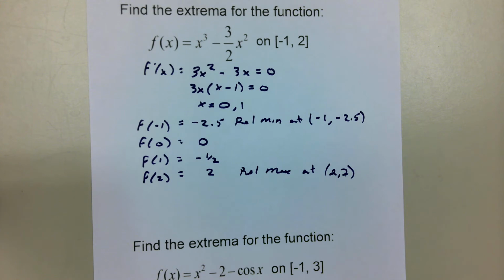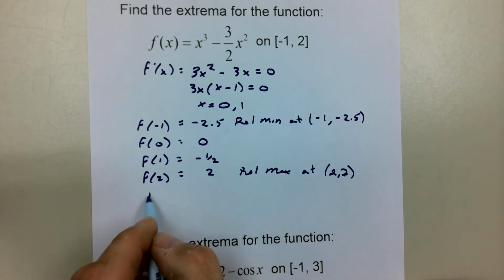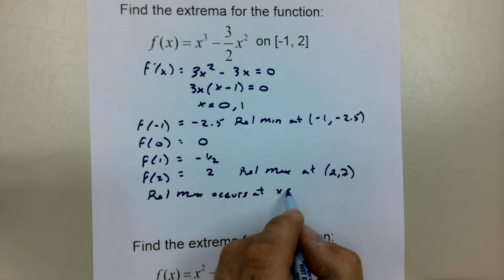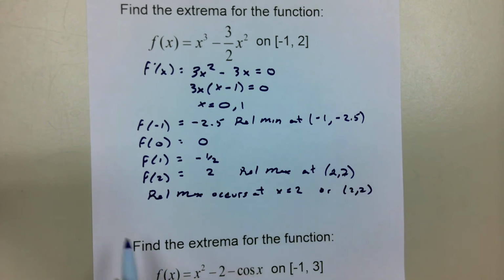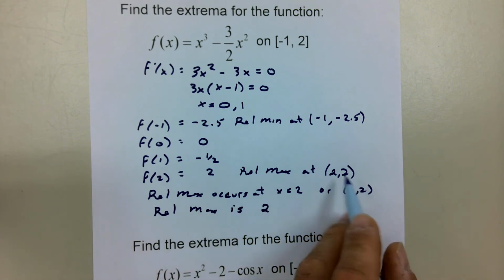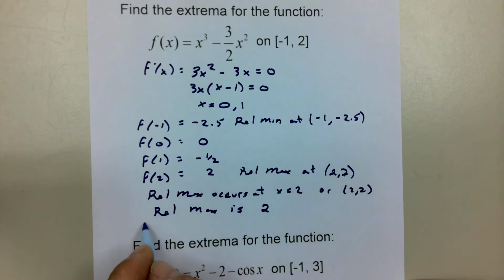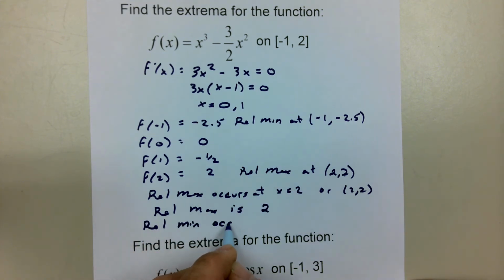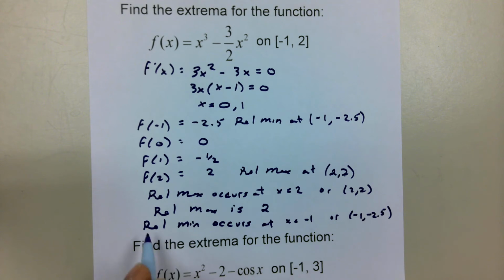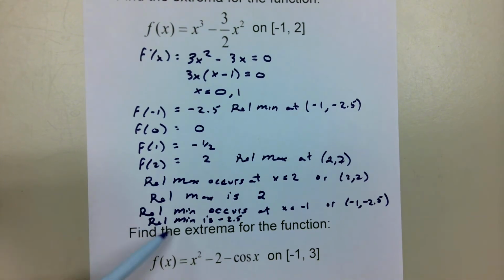Now, some of the verbiage that we're going to see here. We could say the relative max occurs at x equals 2, or the point (2, 2). We could say the relative maximum is 2, from our y value. Likewise, for the relative min, the relative min occurs at x equals -1, or the point (-1, -2.5). But the relative minimum is -2.5. I'm not going to do this on all of them, and I don't expect you to write all of this, but be able to recognize what the verbiage is talking about.